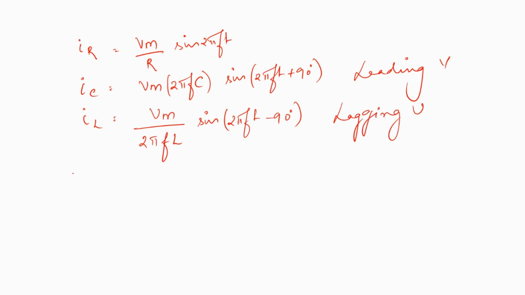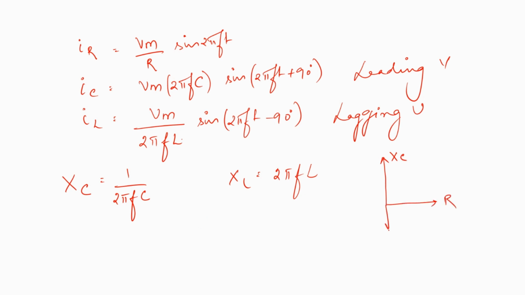Now let's look at the expression for Xc. So we can rewrite this actually, and we obtain Xc to be 1 by 2 pi Fc, and XL is obtained as 2 pi f into L, because after all Vm by XL is IL, capital IL, and Vm by Xc is equal to IC, and that's how we arrive at these expressions. So what is the expression for the impedance of a circuit? So let's go back to our phasor diagram. So I can say this is XC, this is R, and say this is XL.